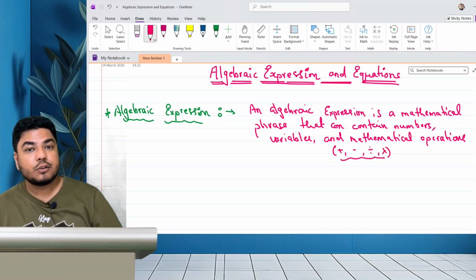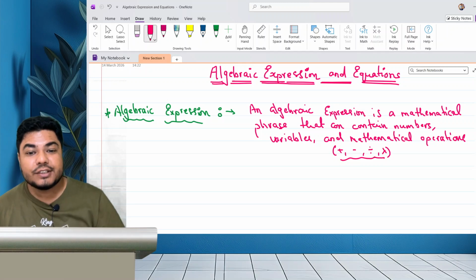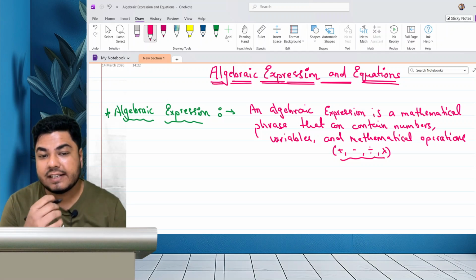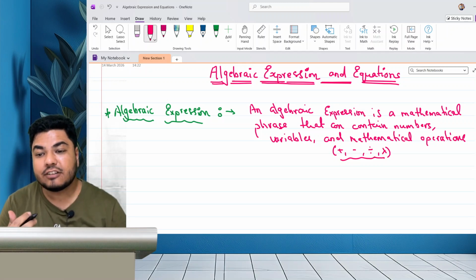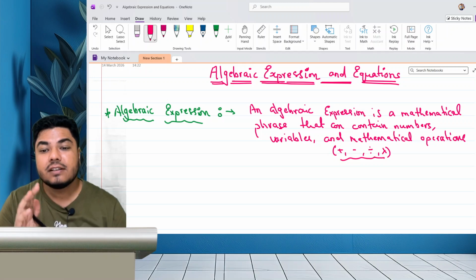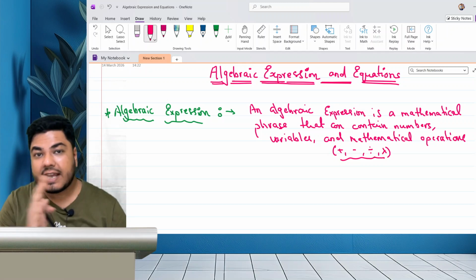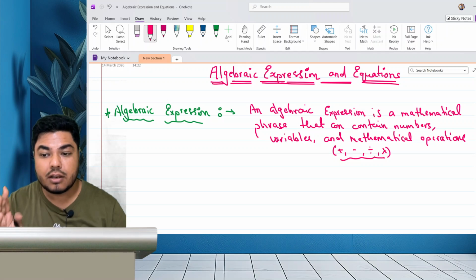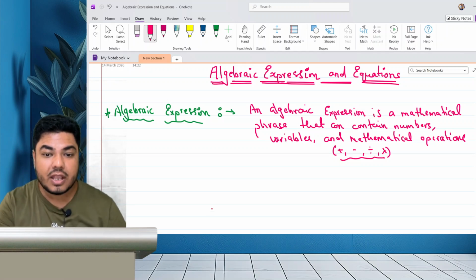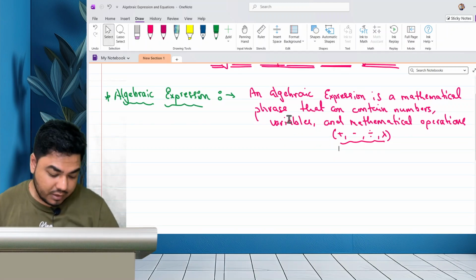Once again, I would like to read it in front of you. So, what do you understand by an algebraic expression? An algebraic expression is a mathematical phrase that can contain numbers, variables, and it can be associated with the given number operations. Okay. Now, let us move ahead.